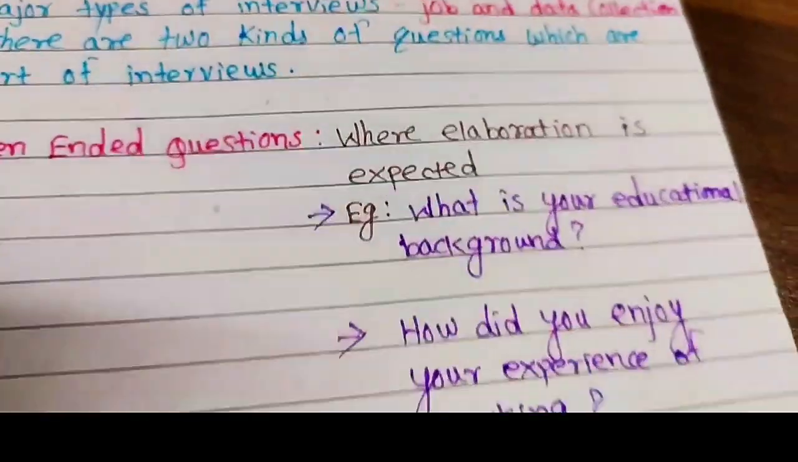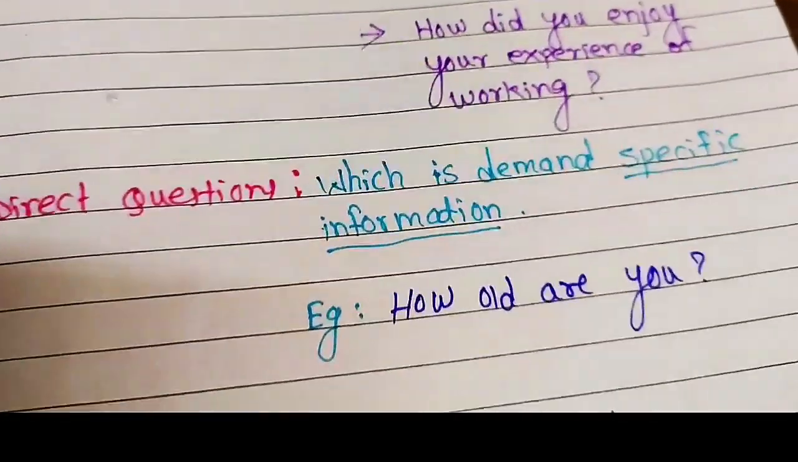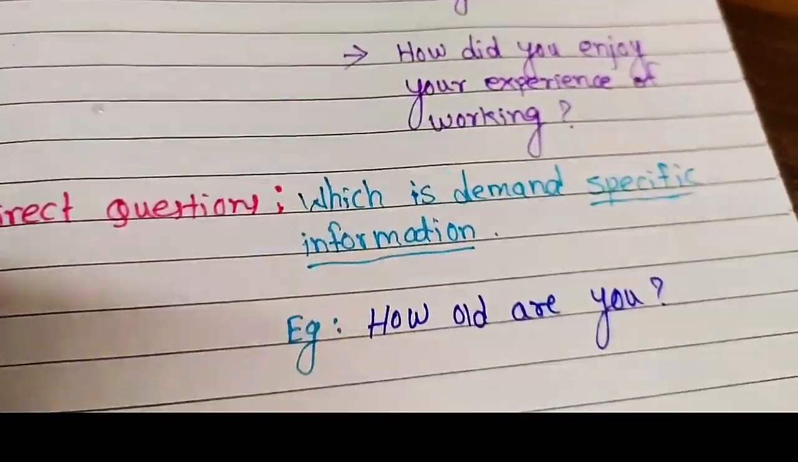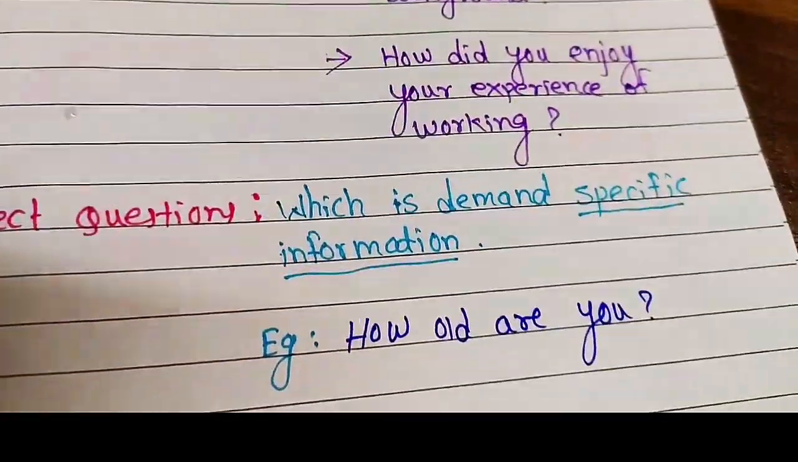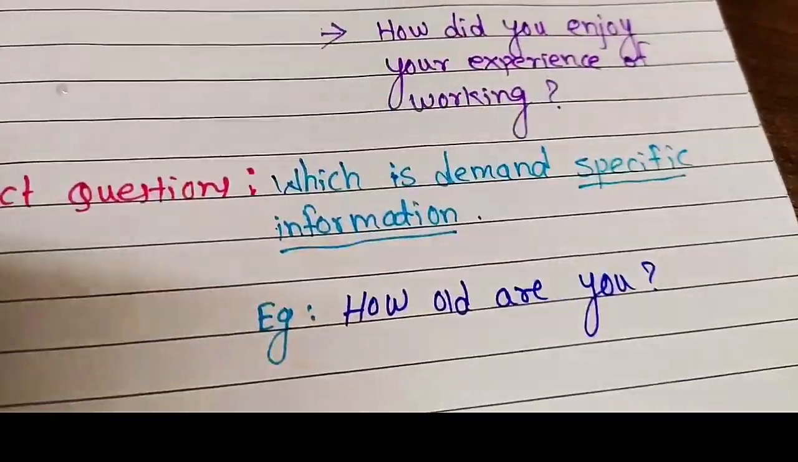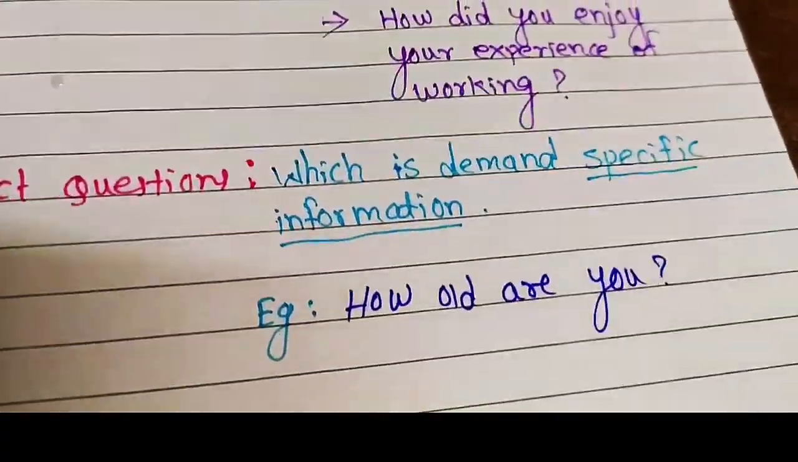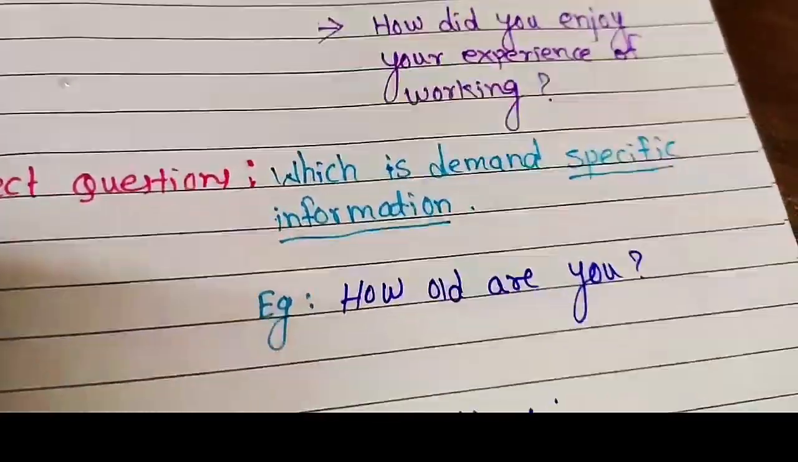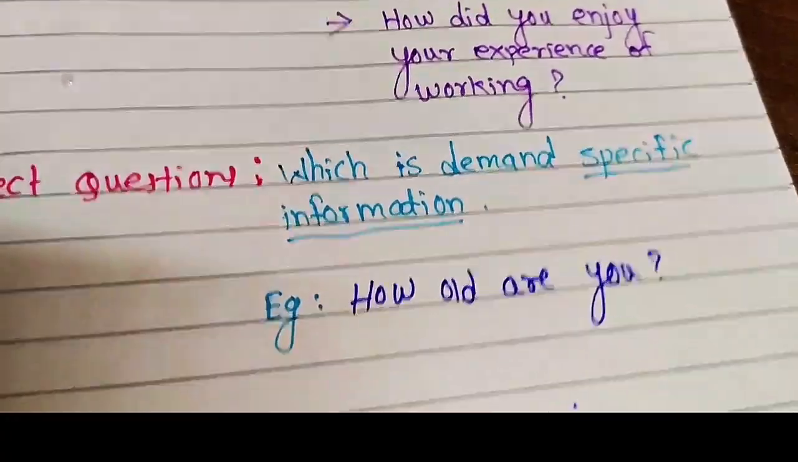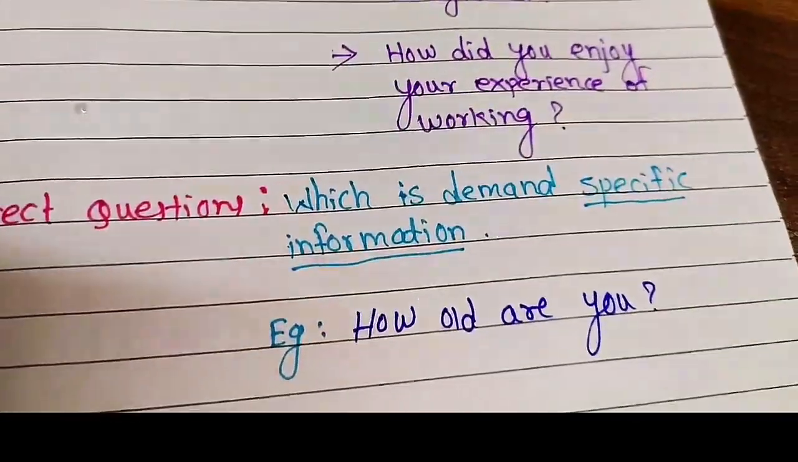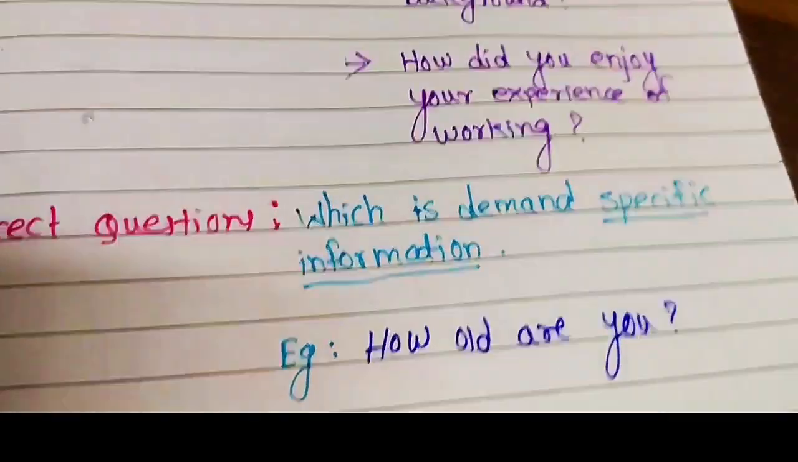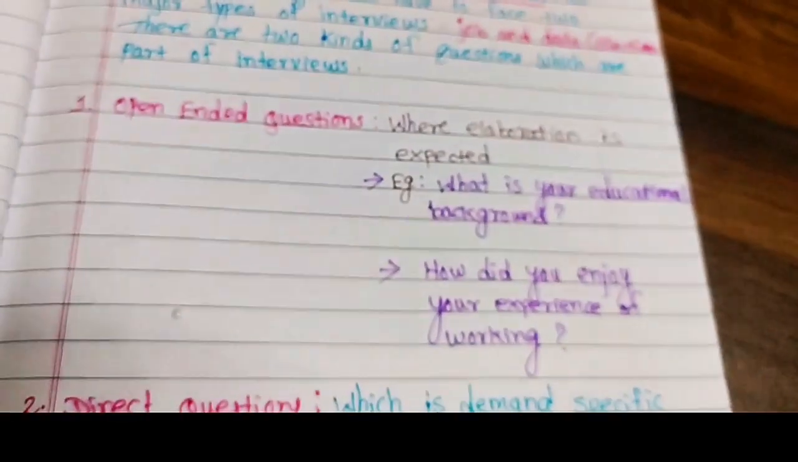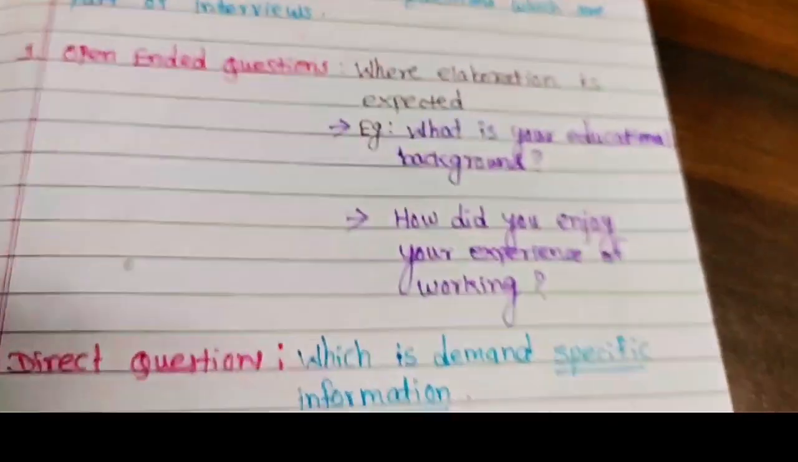And the second one is direct questions, which demand specific information. It's very specific. For example, how old are you? So the answer comes straight away. This is called direct questions. Hope you might have understood what exactly an interview is all about and the two kinds of questions which are a part of interview.